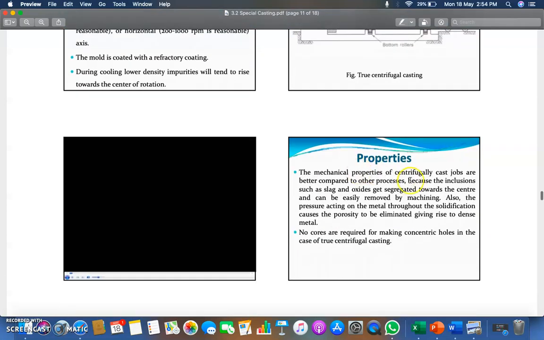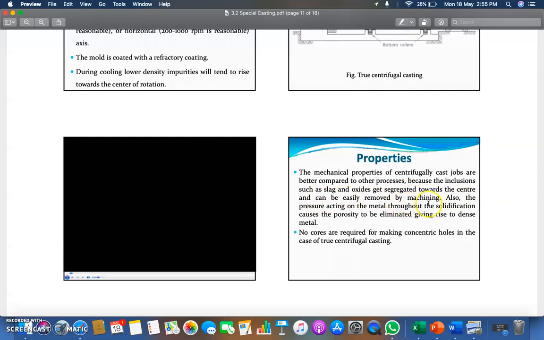method. Now, the mechanical properties of centrifugal casting jobs are better compared to other processes because inclusions such as slag and oxides get segregated towards the center. If you see a disk rotating centrifugally, along its axis, it will create centrifugal forces, and all the heavy content will come to the center of that disk. Similarly here, in all centrifugal cast jobs, the inclusions, slag or oxides get segregated towards the center and can easily be removed by machining.